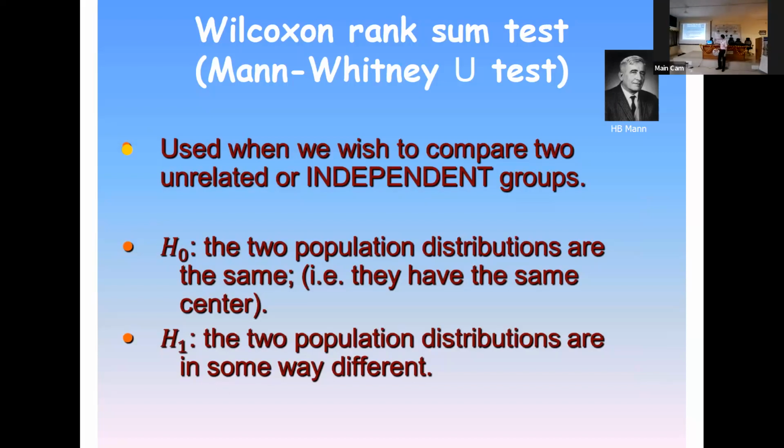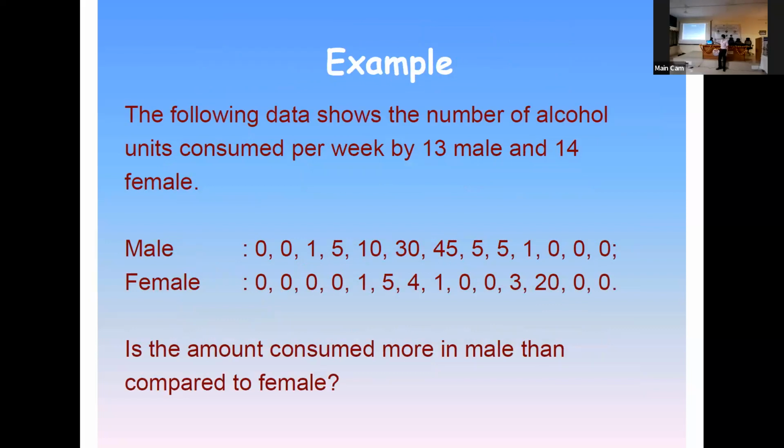तो हमारा नल हाइपोथेसिस क्या है? 2 पॉपुलेशन डिस्ट्रीब्यूशंस आर सेम. जैसे हमने कहा ना, मीन हाइट ऑफ मेल पार्टिसिपेंट्स एंड फीमेल पार्टिसिपेंट्स दे आर सेम. इस तरीके की बात करना चाहते हैं. ये एग्जांपल बड़ा इंटरेस्टिंग है, क्विकली इसको बता देते हैं. एग्जांपल थोड़ा सा ट्रैक से हटके है, और ये है फीमेल्स जो है, हमें माफ करें, बुरा ना माने. फॉलोइंग डेटा शोज द नंबर ऑफ अल्कोहल यूनिट्स कंज्यूम्ड पर वीक बाय 13 मेल एंड 14 फीमेल. ये डेटा है अल्कोहल कंजम्पशन का.